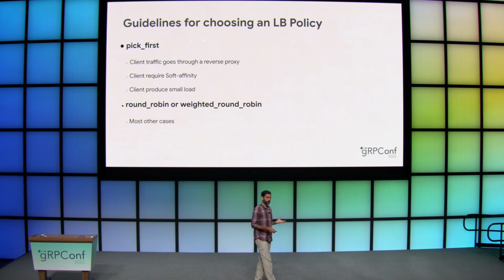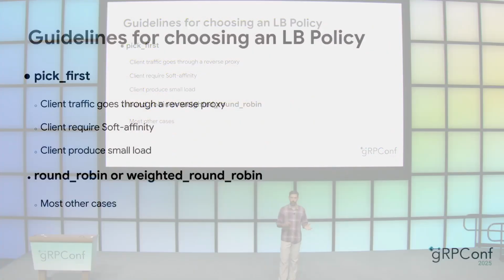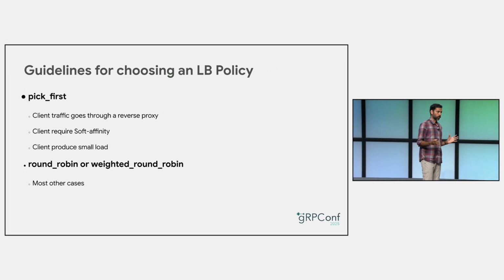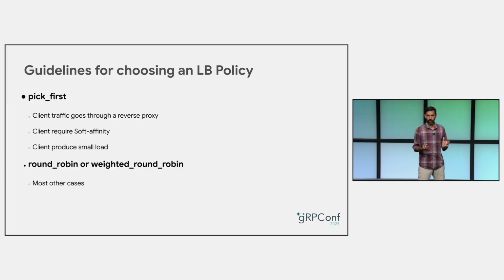Now, it's important that you pick the most appropriate LB policy for your service. There are a bunch of cases where pick first would make a lot of sense, like if your client traffic is going through a reverse proxy, or if your clients require soft affinity. This is the case where you would want all requests from a particular client to go to a particular server backend because that server is caching some client-specific data, let's say like a database cache or something. So in these cases, it makes a lot of sense to use pick first.